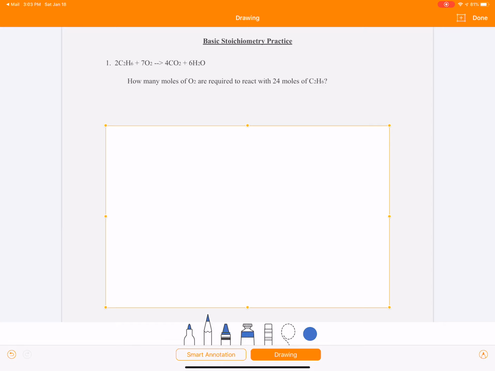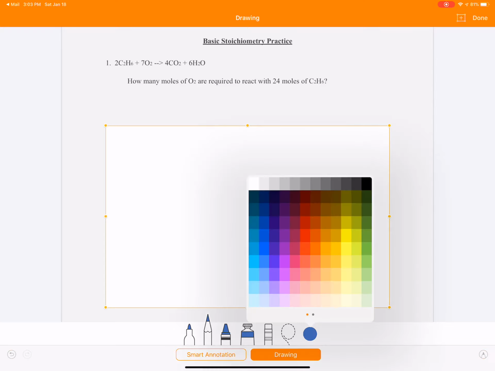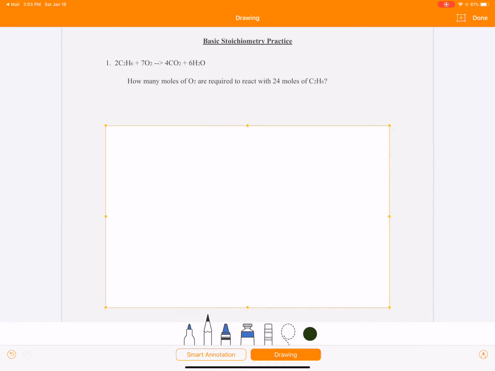So now we will start our conversions, and we'll start off easy here. I'm going to change colors. Okay. How many moles of O2 are required to react with 24 moles of C2H6? Okay, well, I'm looking for moles of O2. So what is the easiest way for me to get to moles of O2?